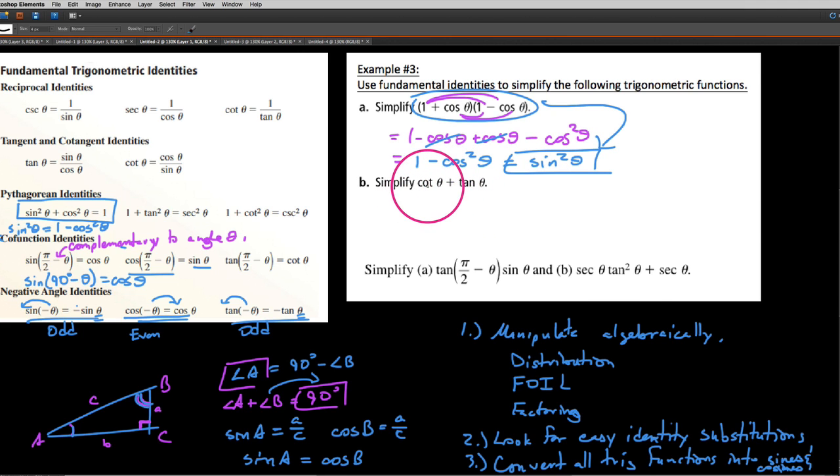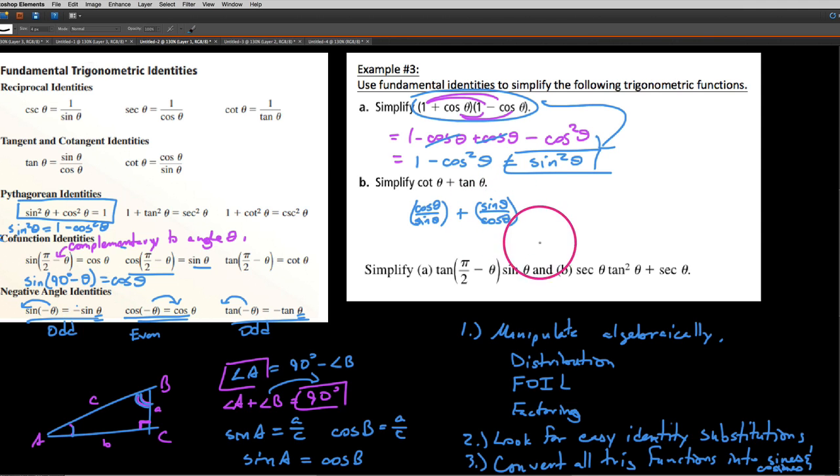Okay. So letter B looks like, can we distribute? No distribution, no FOILing, no factoring. Could we use some easy identity substitutions? And so looking up here, I noticed cotangent and tangent. Let's remember using these identities that tangent is sine over cosine, and cotangent is cosine over sine. So perhaps what we do here is this. We're just going to take our cotangent and tangent out, and we'll replace our cotangent with cosine of theta over the sine of theta. And I'm going to replace the tangent of theta as the sine of theta over the cosine of theta.